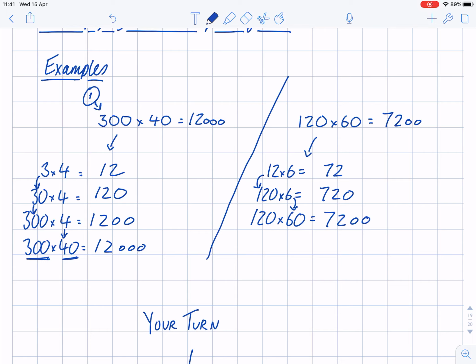I really hope this is a recap because you should have done this in Year 5, working with known multiples of 10. You can see the steps I've followed. I've just broken down the question into the simplest, basically getting rid of the zeros, haven't I? 3 multiplied by 4 on the left, 12 times 6. And then I've made each of the numbers 10 times bigger gradually. And then I've stopped when my bottom sum has matched the question.